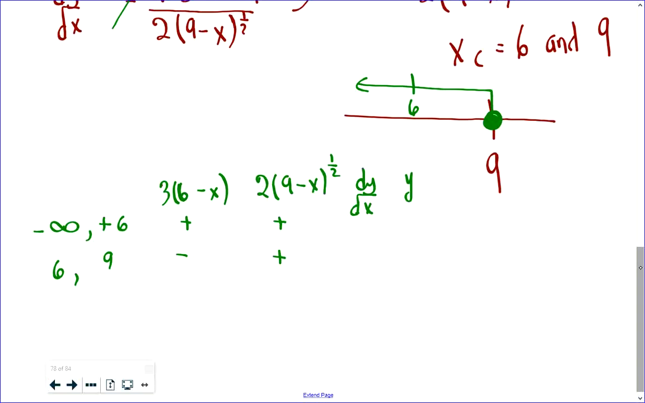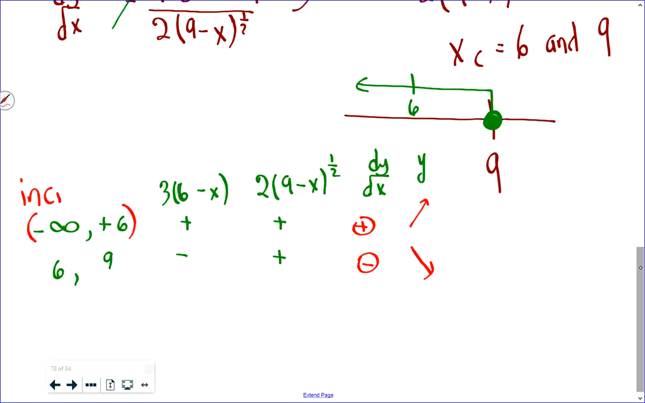What do we get here? Let me move my dy dx up a bit so I have room. My dy dx is positive. My dy dx is negative. So the function is increasing, then decreasing. It's increasing on this interval and decreasing on this interval. All right. So any questions with number 1D?